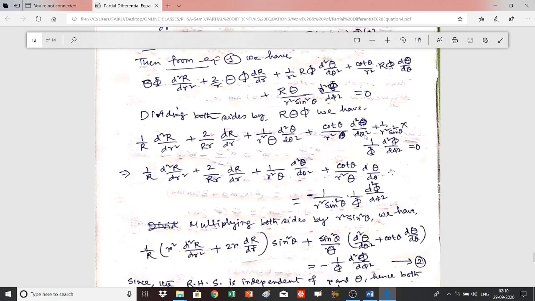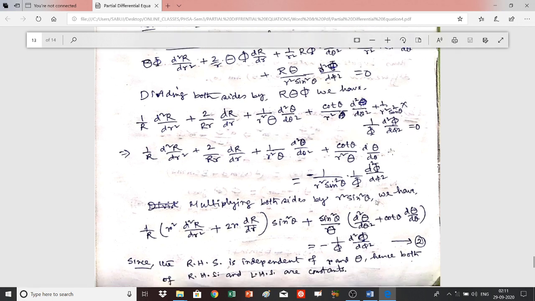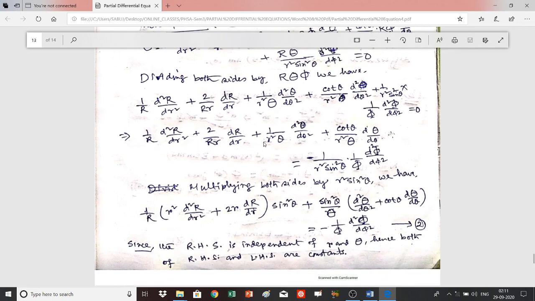And from here just write the last term to the right hand side. So all the terms except the last term are here, and that is equal to minus 1/(r² sin²θ) times 1/Φ d²Φ/dφ². Now multiplying both sides of this equation by r² sin²θ, that will give you the r terms, (r² sin²θ)/R d²R/dr² plus 2r/R dR/dr, plus sin²θ/Θ d²Θ/dθ² plus cos θ dΘ/dθ terms. So from these terms you will have this, and that is equal to minus 1/Φ d²Φ/dφ². This is equation number 2.